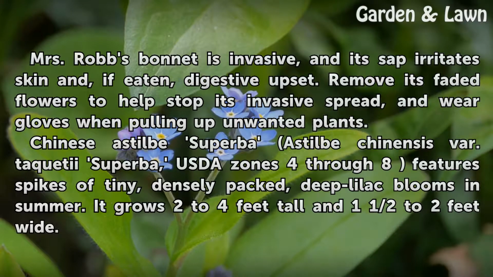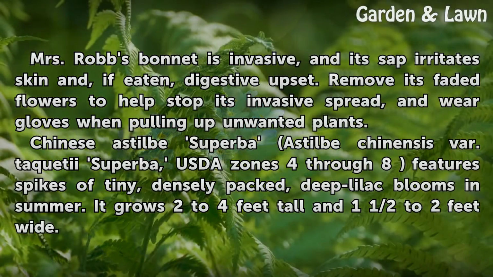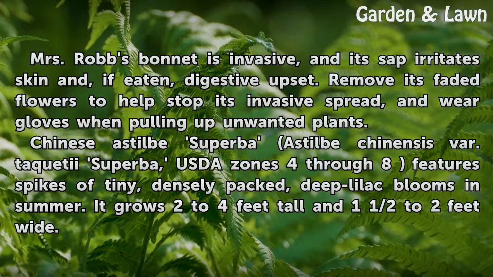Chinese astilbe, Astilbe chinensis var. taquetii 'Superba', USDA zones 4 through 8, features spikes of tiny, densely packed, deep lilac blooms in summer. It grows 2 to 4 feet tall and 1.5 to 2 feet wide.